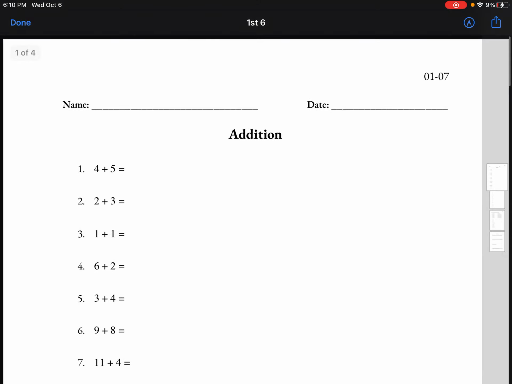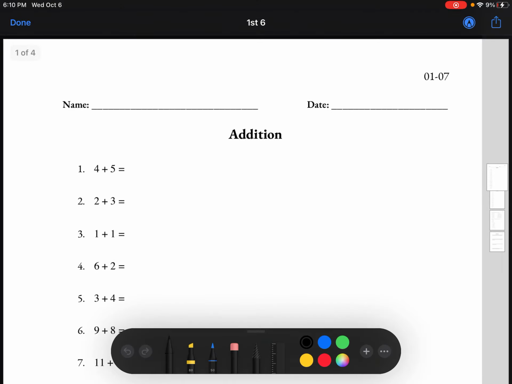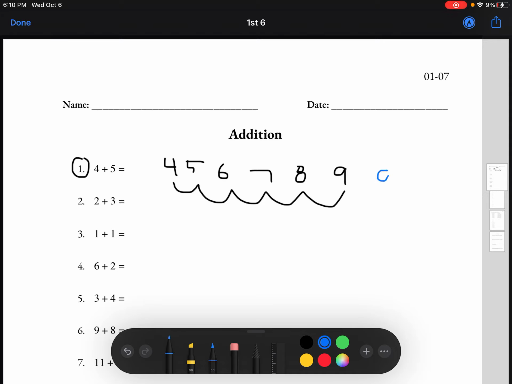We will start with addition, and we will do number 1, 4 plus 5. So for this we can just count ahead 4, 1, 2, 3, 4, 5 steps, and we'll get 4, 5, 6, 7, 8, 9. So the answer to number 1 is 9.